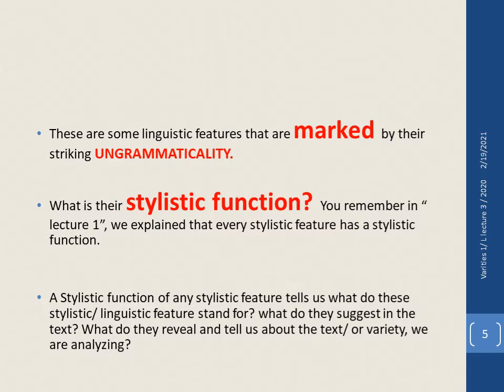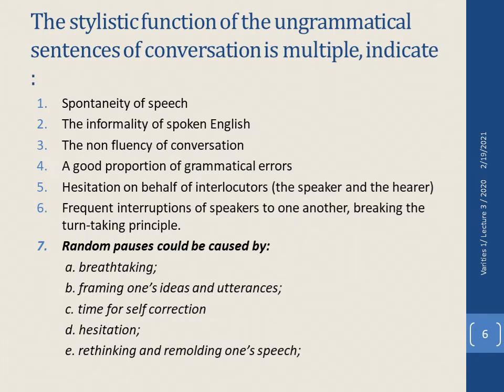You remember in lecture 1 we explained that every stylistic feature has a stylistic function. So the stylistic function of any stylistic feature tells us what these stylistic or linguistic features stand for. What do they suggest in the text? What do they reveal and tell us about the text or the variety of language we are analyzing? The answer is here. The stylistic function of the ungrammatical sentences of conversation is indeed multiple.